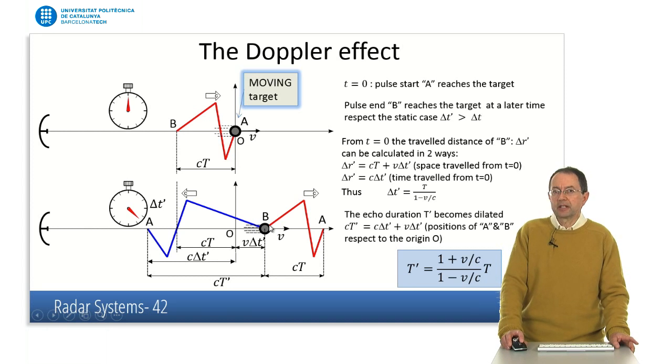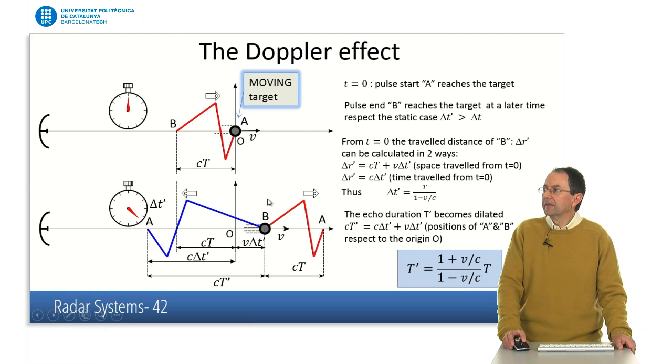Trailing edge is B here, now it's just touching the target. But notice that compared to the previous case, this happens with a position of the target which is shifted towards the right. So the signal has traveled an additional range with respect to the previous situation. This means actually pulse B reaches the target at a later time. So delta t prime here is slightly more compared to the static non-moving case before.